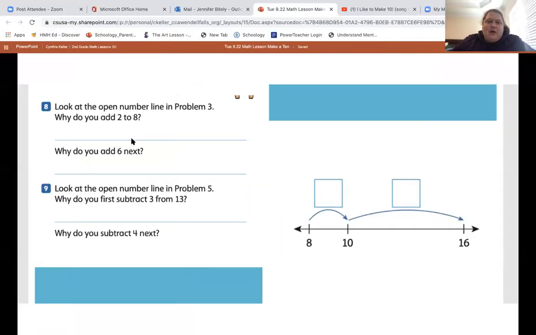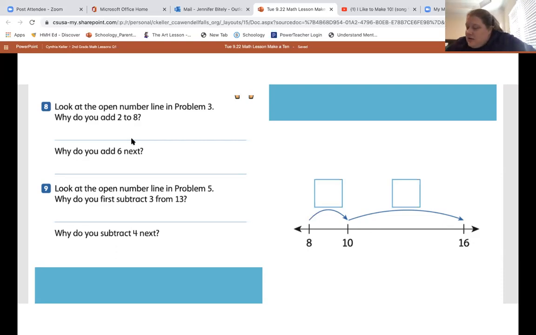Okay, so I left you and you were working on numbers 8 and 9. And so let's talk about it. Look at the open number line in problem 3. Why would we add 2 plus 8? 8 plus 2 gives you a 10. So it's easier, okay? And why do you add 6 next? Well, we know we need to add 8 in all, right? So you add 2 plus 6 to get your 8. So it just makes it flow easier, okay?